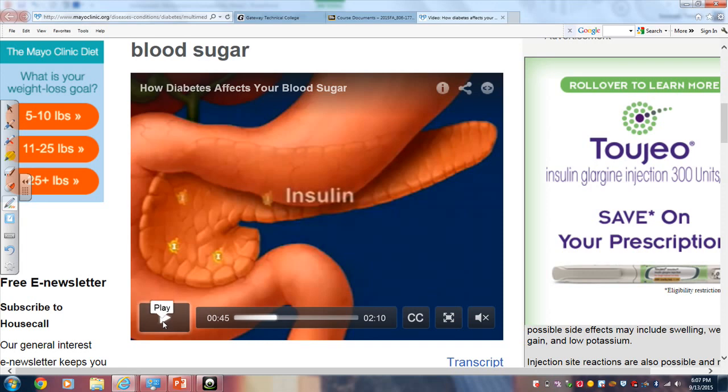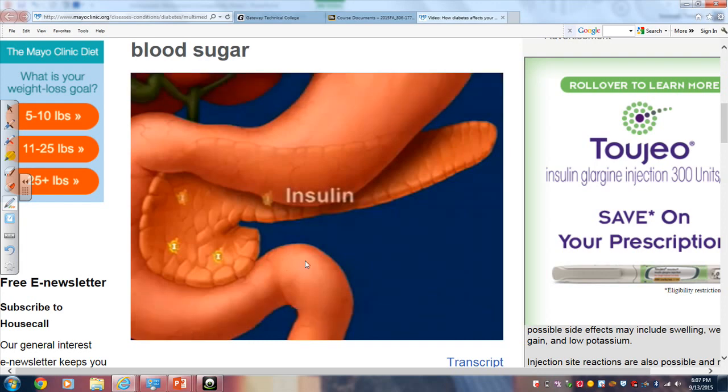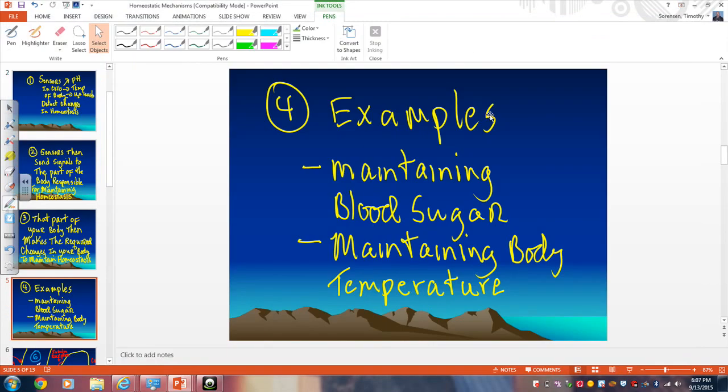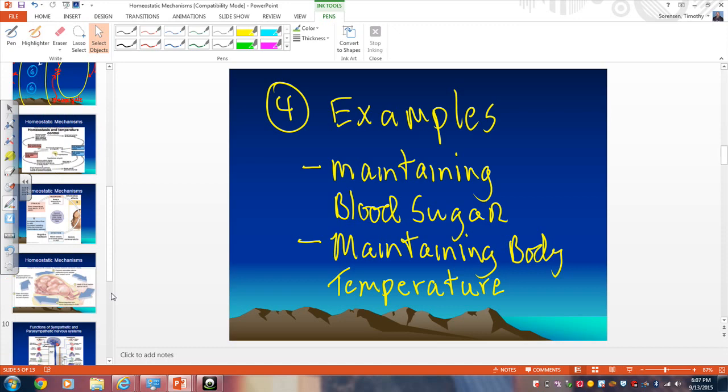And when they detect an elevated blood sugar, it's going to cause the release of insulin into the blood. So we'll get away from this video here a little bit, and then I'll just show you a real simple drawing.